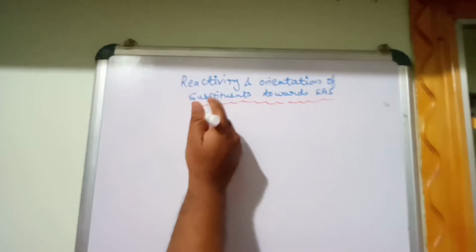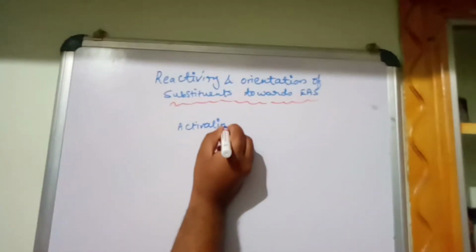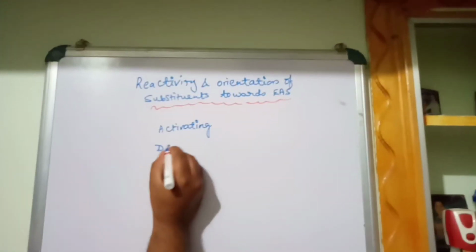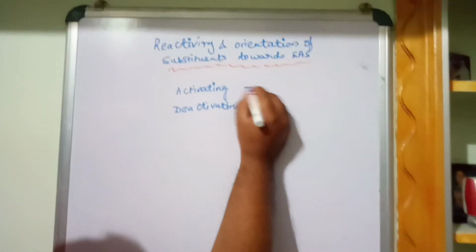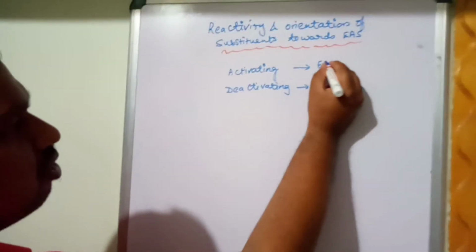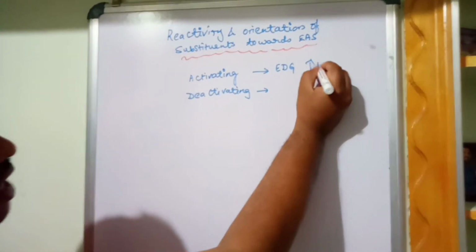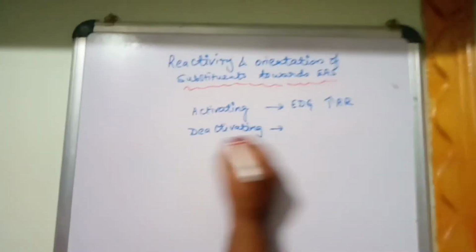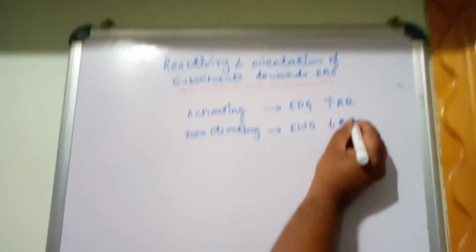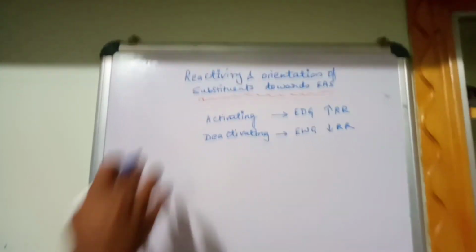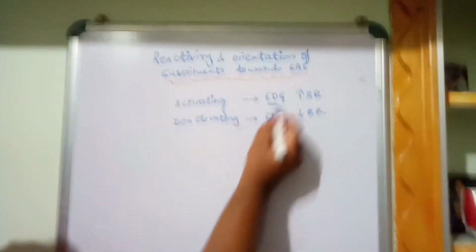Electron donating groups on the benzene ring increase the activity, and those groups are called activating groups. So activating and deactivating groups we have discussed. Activating groups are electron donating groups, which increase the rate of reaction. Deactivating groups are electron withdrawing groups, which decrease the rate of reaction. Very simple. So what are activating groups? These are the groups which increase the rate of reaction. Which groups are they? Electron donating groups.